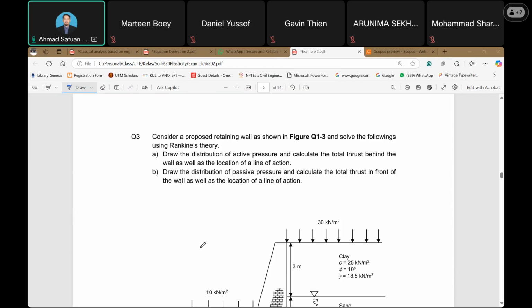B, draw the distribution of passive pressure and calculate the total thrust in front of the wall as well as the location, the line of action. So for the active, and also for the passive, we look at the diagram.